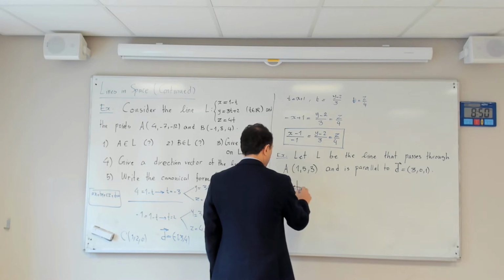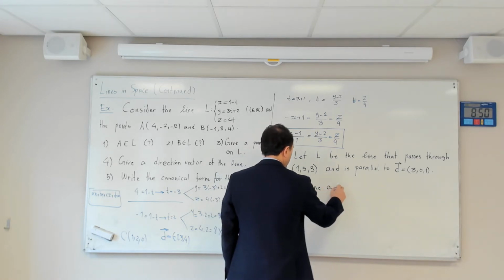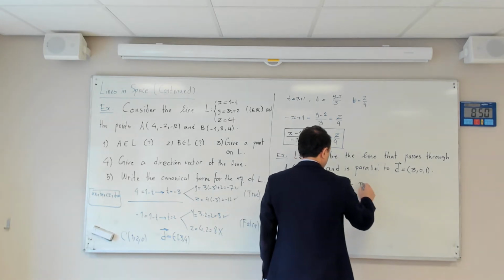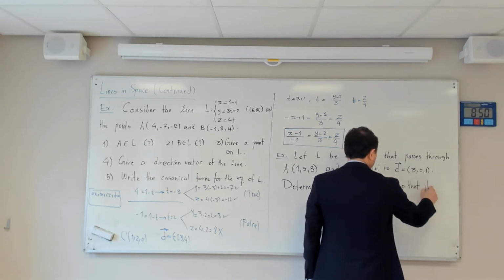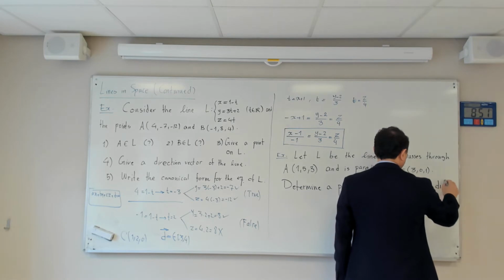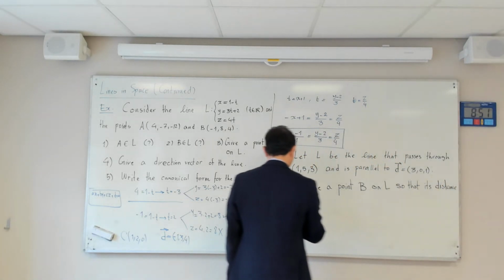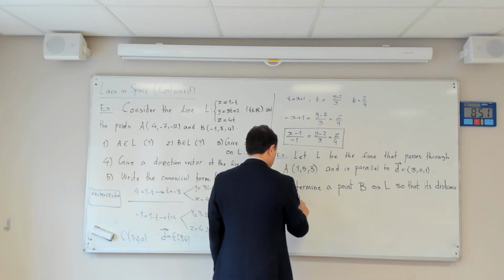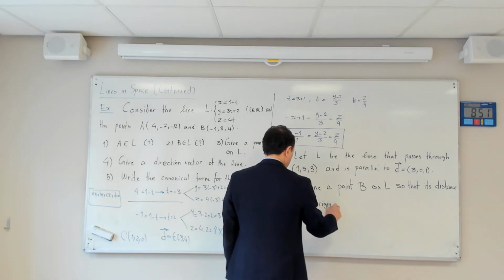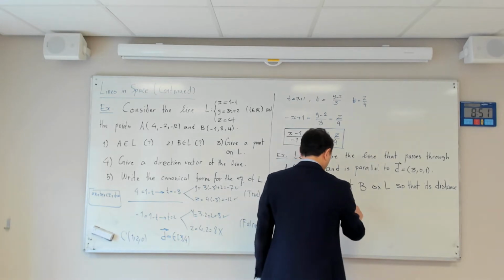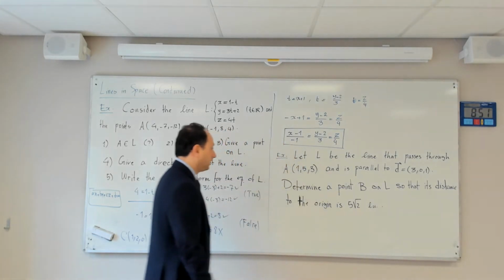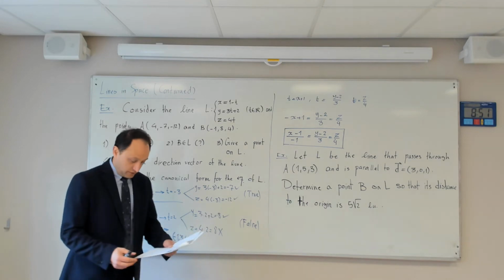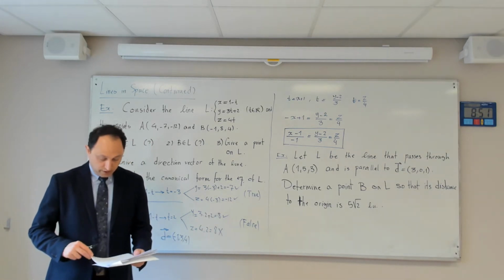Determine a point on L, let me say B on L, so that its distance to the origin is 5 square root of 2 length. So this is a very, very simple problem. So I think you can solve it yourself.